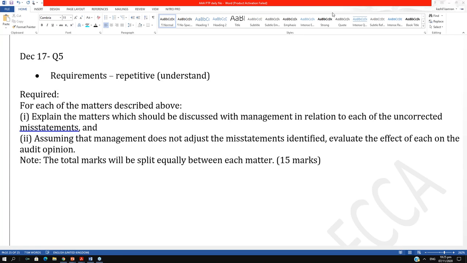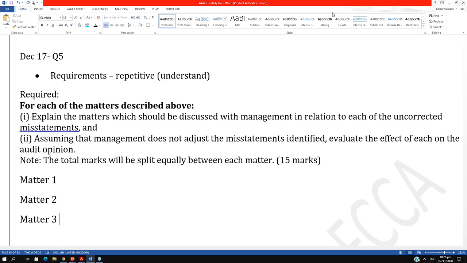For each of the matters described above. Now, how many matters do we have above? We have a matter 1, we have a matter 2, and we have a matter 3. There are 3 matters in this question, right? So the examiner is saying for each of the matters described above, what we need to do.